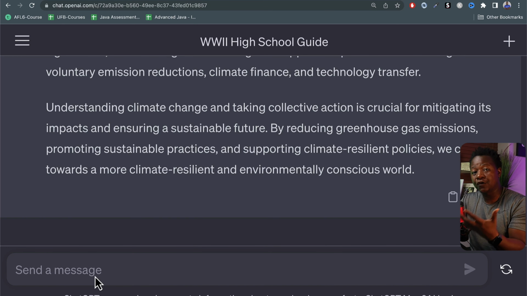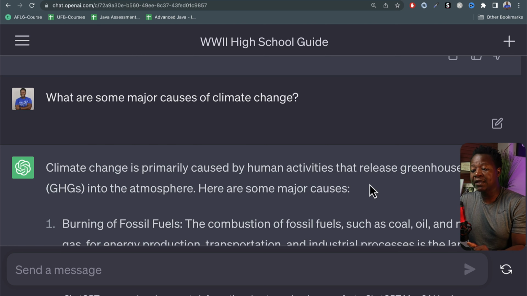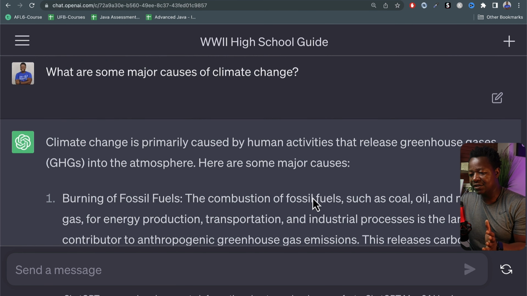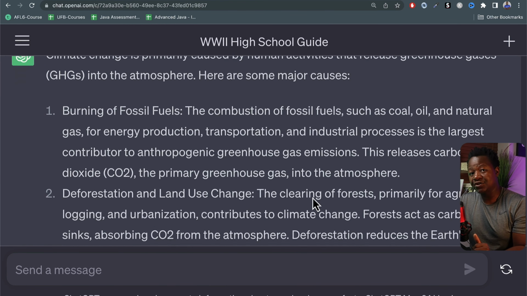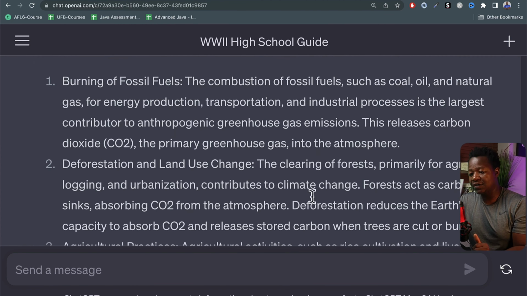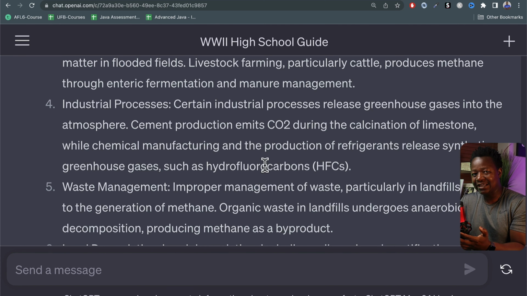Okay, so it says here, climate change is primarily caused by human activities that release greenhouse gases, GHGs, into the atmosphere. Here are some major causes. So it lists all of the major causes, as you see. Very cool, so that's the idea. We can even continue narrowing down. Remember, this is part of a conversation as well. Always think in terms of conversing with ChatGPT to get the results that you're looking for.